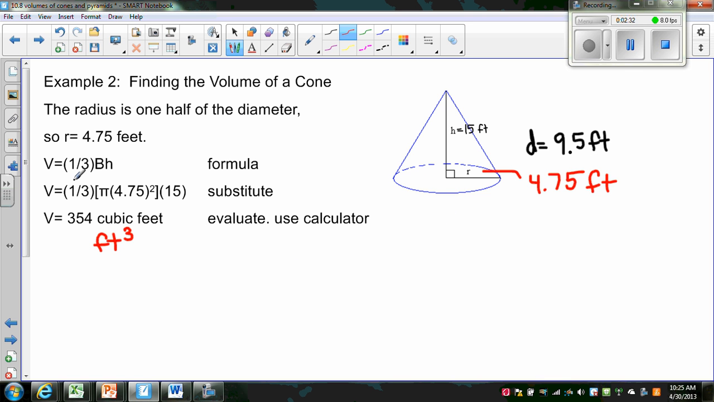Just make sure you've really written down these formulas and go ahead and show what the substitute would be when you put in the area for our big B, or the area of the base.